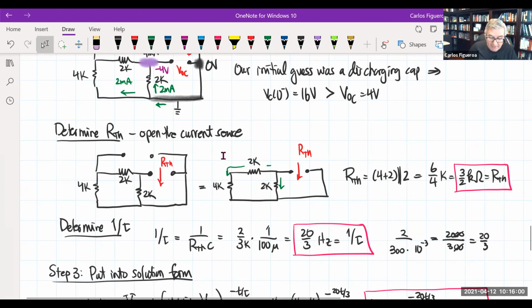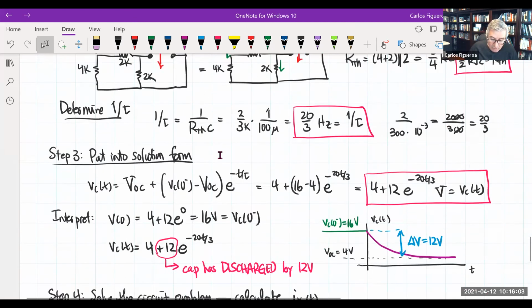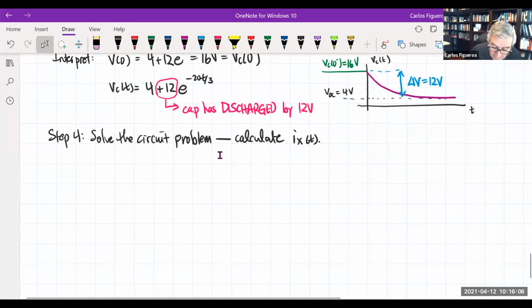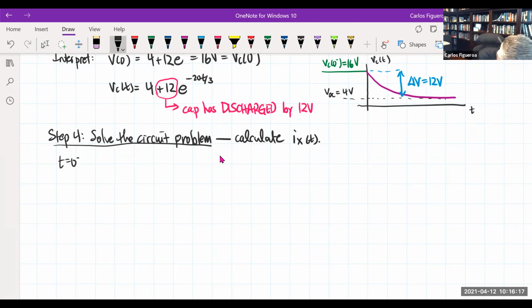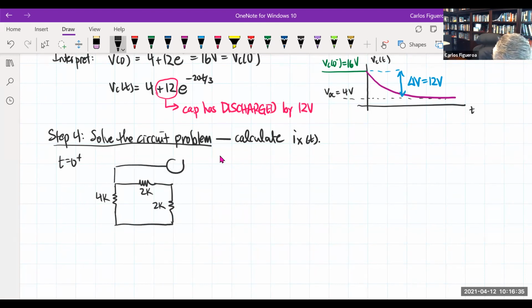Okay, so I'm going to go back down. I need to solve the circuit problem, which is when the switch has been thrown. When I say solve the circuit problem, we're always talking at t equals 0 plus. So now I go back to my original circuit. Here's my 4K, here's my 2K, here's my other 2K. Now I have my current source, and then I have my cap right here.